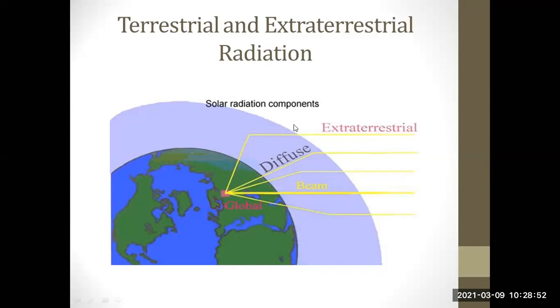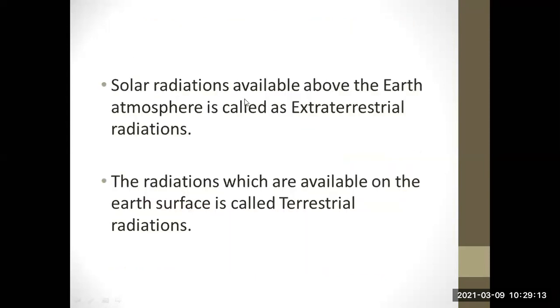That means whatever solar radiation you are getting here, these radiations are called extraterrestrial radiations. And whatever radiations are available on the surface of earth, that means the radiations which we are actually utilizing for different applications, maybe direct or indirect, those radiations are called terrestrial radiations. So the same definitions I have mentioned over here.